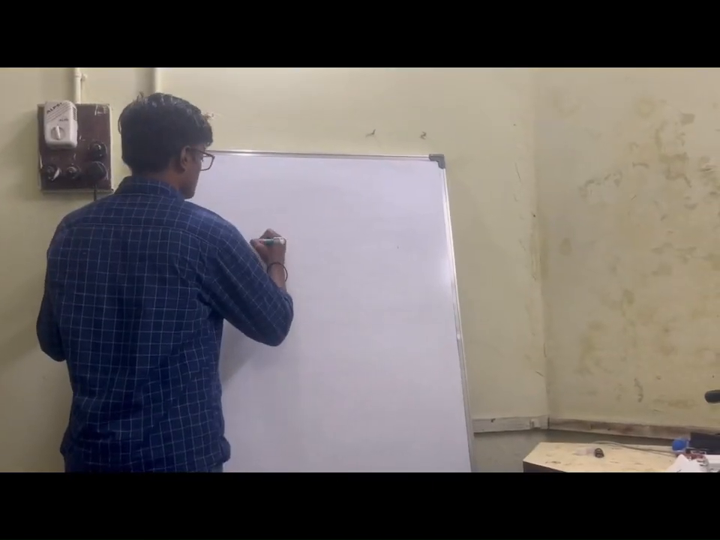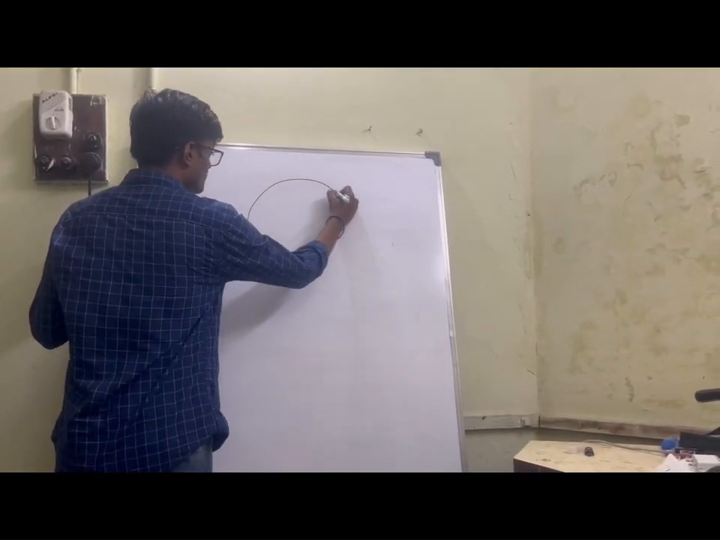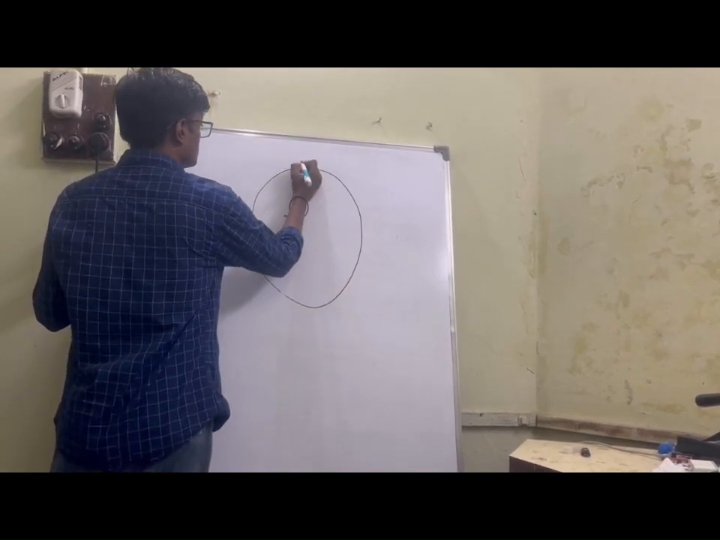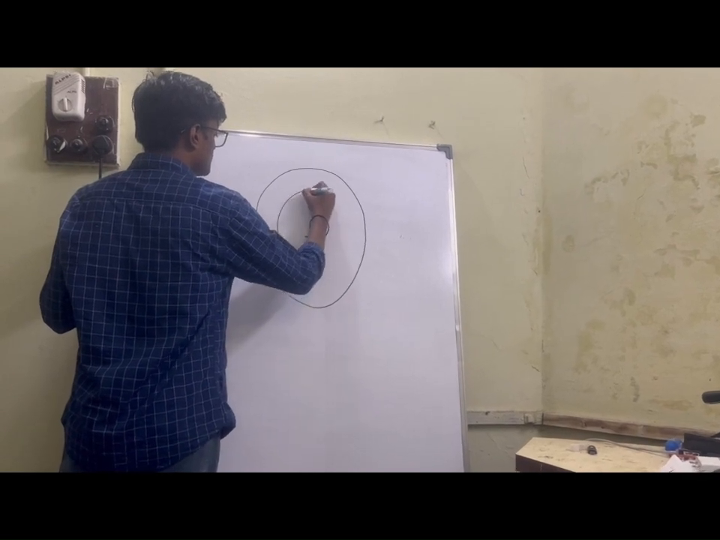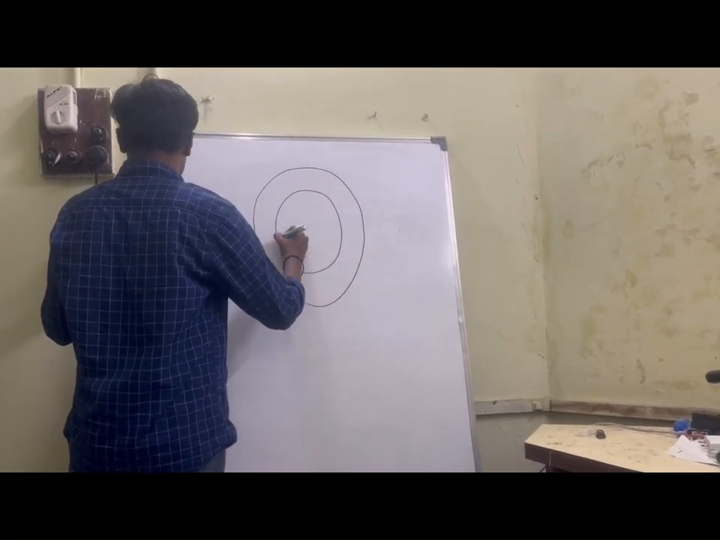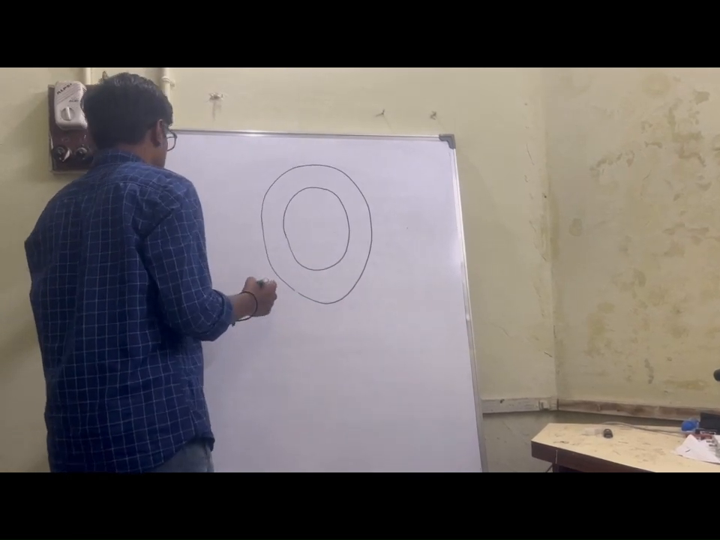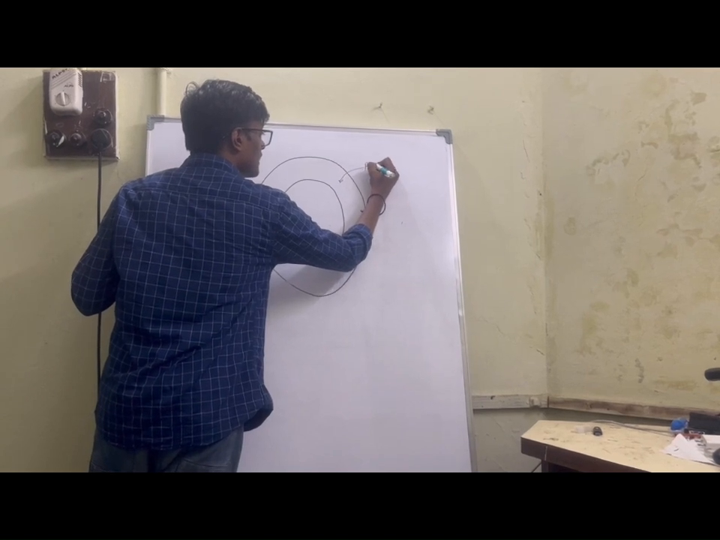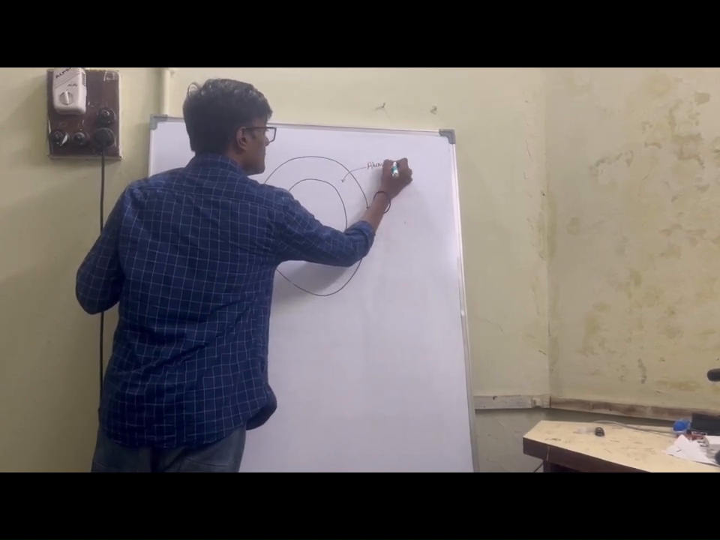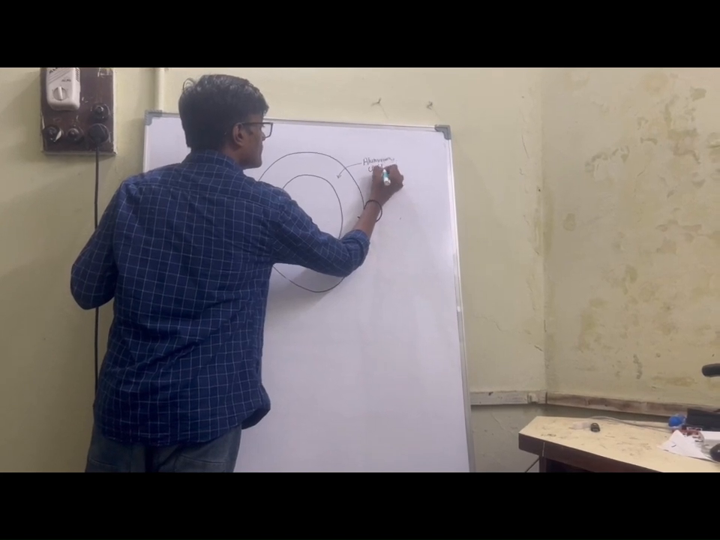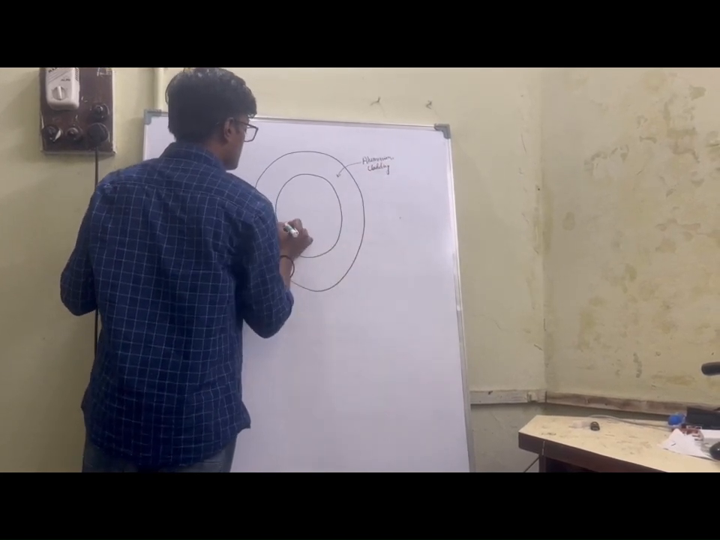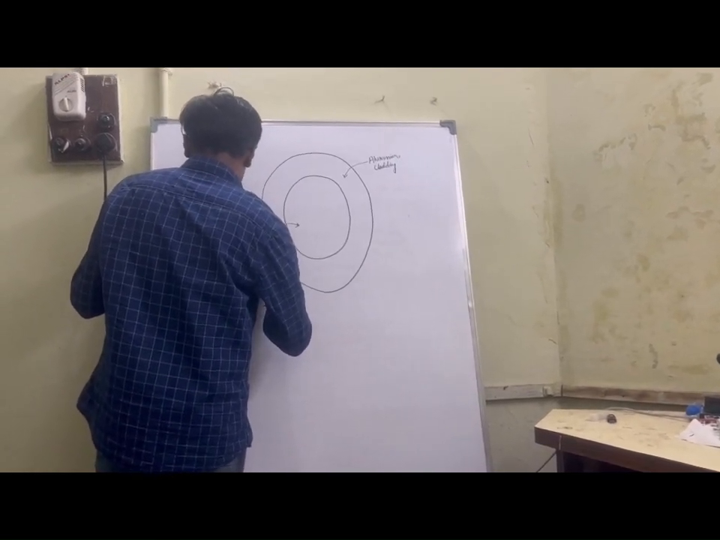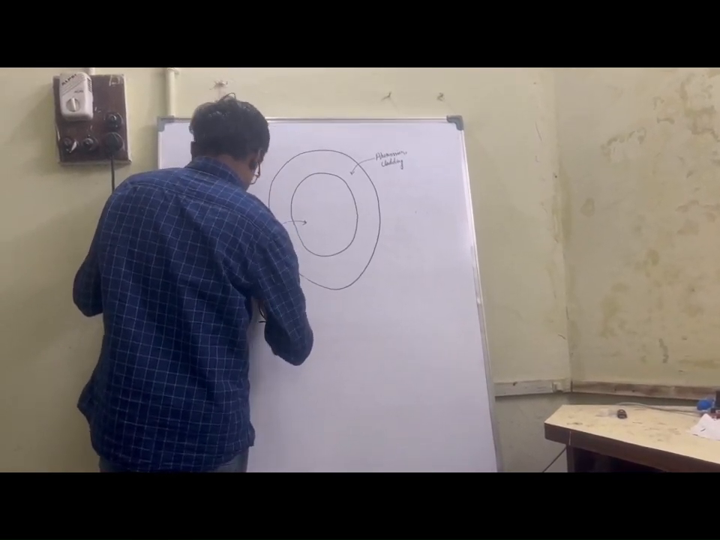We will see the sphere. The outer sphere is the aluminum cladding, and the inner sphere is the sphere of fissionable material.